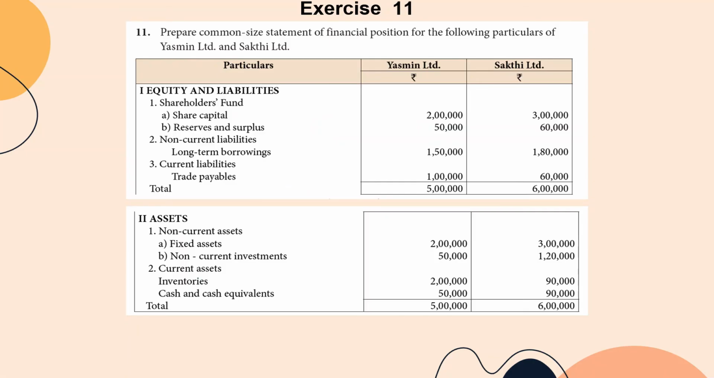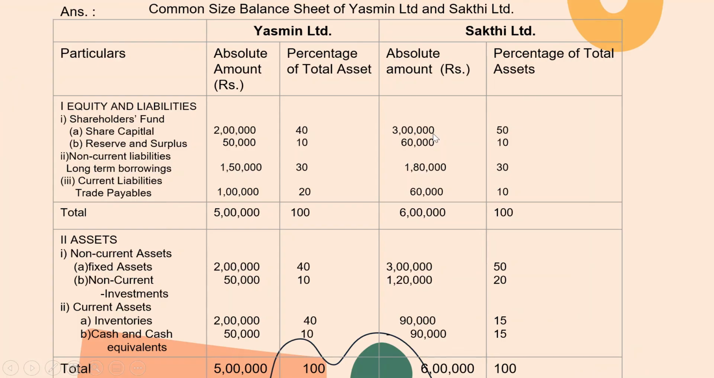Now this is the last sum. Prepare the common size statement of financial position of Yasmin and Shakti Limited. See here, for Yasmin you have to write absolute amount, percentage of total assets, and here Shakti Limited, and copy the sum, these two columns, whatever is given in the sum question you have to copy, and then now here you have to find the percentage.